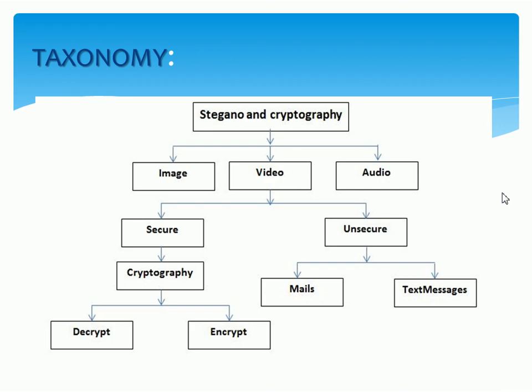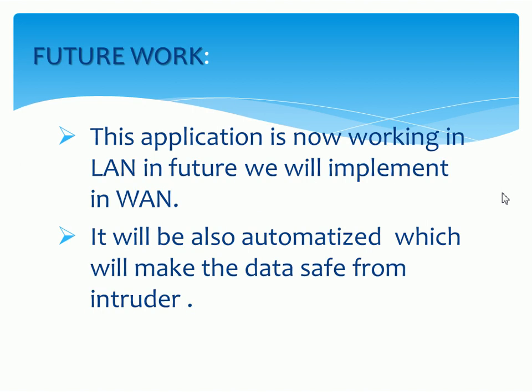Here comes my taxonomy. Steganography and cryptography are divided into three parts: image, video, and audio. Then there is secured and unsecured. In cryptography we have decrypt and encrypt. In the unsecured we have mails and messages. These files will now be sent on the LAN connection. In future we can send it on a LAN connection. My main contribution to this project is that we are splitting one file into image, video, and audio. This is something that has not been done till now. Thank you.